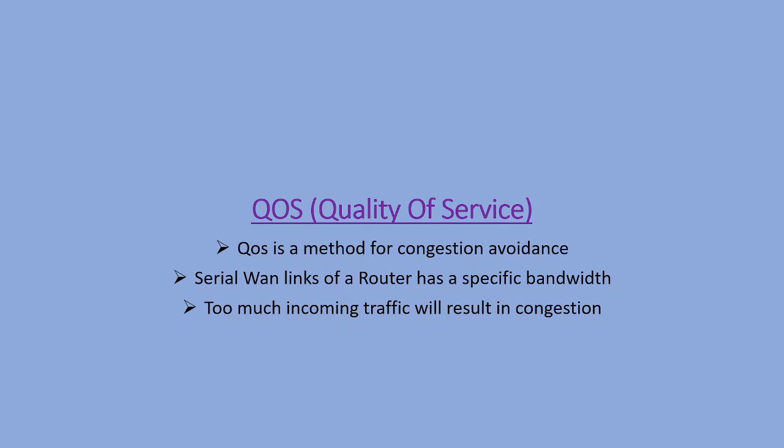Today I'm going to talk about QoS, Quality of Service. Now QoS is a method for congestion avoidance in case of a router. We know that the serial interface of routers has a definite bandwidth and a capacity to handle a certain amount of traffic. If too much traffic comes into the router interface, it will cause congestion, or a traffic jam. If there is no congestion, no QoS policy should be implemented. But if there is congestion, yes, QoS is needed to avoid the congestion and to maintain the bandwidth of the router.